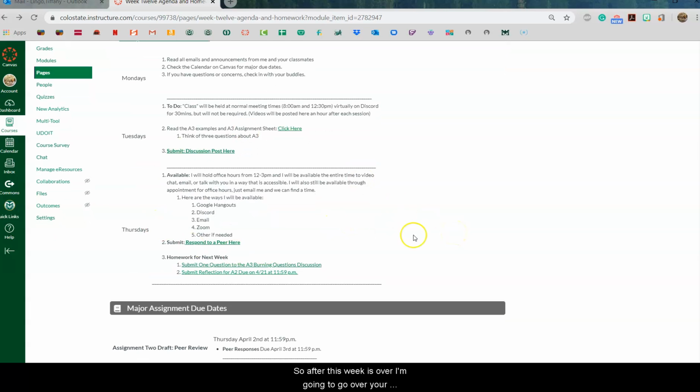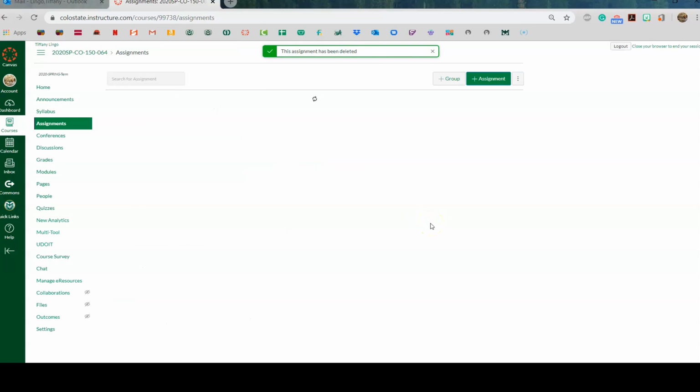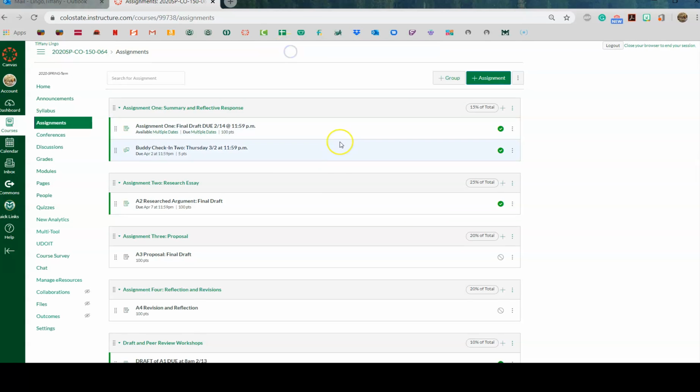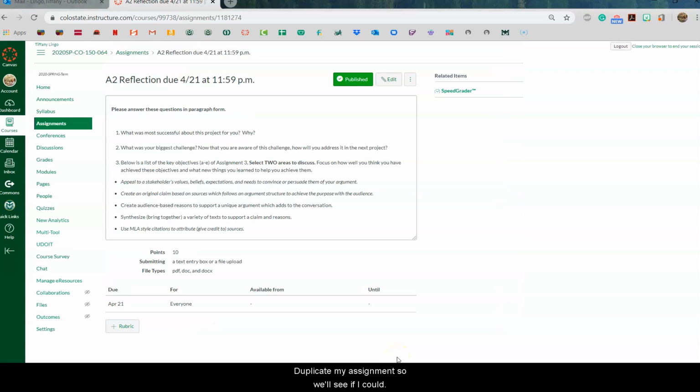So after this week is over, I'm going to go over your homework a little bit. All you need to do is submit 1 question to the A3 Birding Questions discussion, okay? Anything you have a question about, and I'll answer each of you individually and put it on a page on Canvas. And then submit your reflection for A2. So let's take a look at this. Assignment has been deleted. Interesting. Let's take a look at it. Must have linked. Canvas has been duplicating my assignments, so we'll see if that doesn't work.